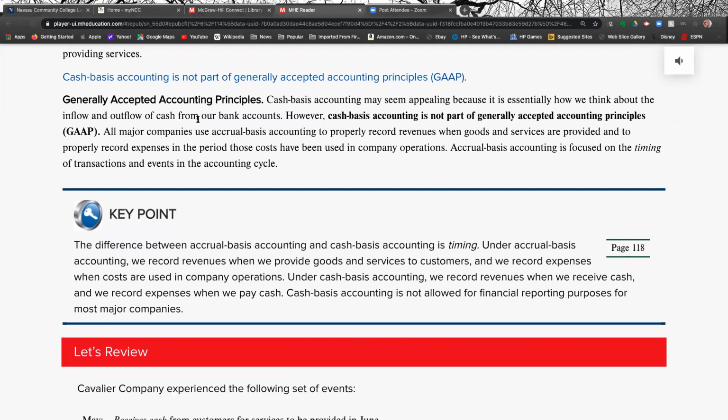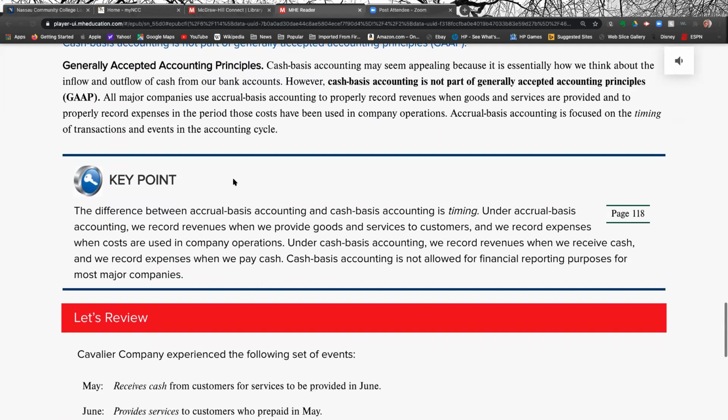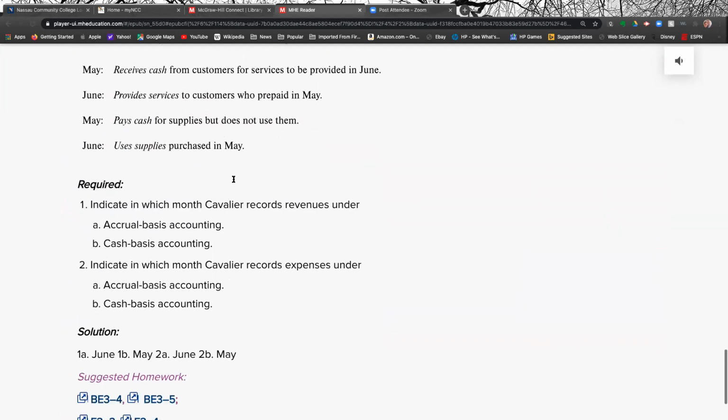Right, and here they tell you that cash basis accounting is not generally accepted accounting principles. All major companies use accrual basis accounting to record revenues when goods and services are provided, and to properly record expenses in the period those costs have been used in company operations.